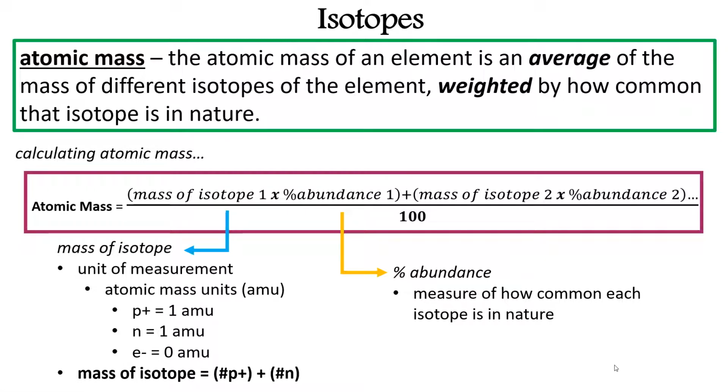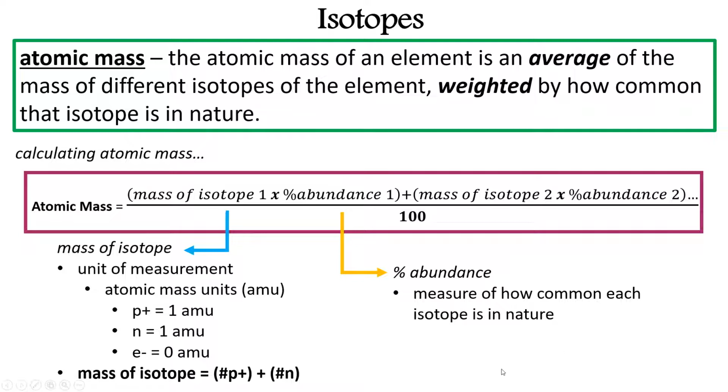The atomic mass of an element is an average of the masses of different isotopes of the element, weighted by how common that isotope is in nature. So the atomic mass is what's called a weighted average. This can be a really difficult concept to wrap your head around. So if it's been confusing for you, try not to worry too much. It's hard. I'll try and make it as clear as I can through this explanation and example, though.